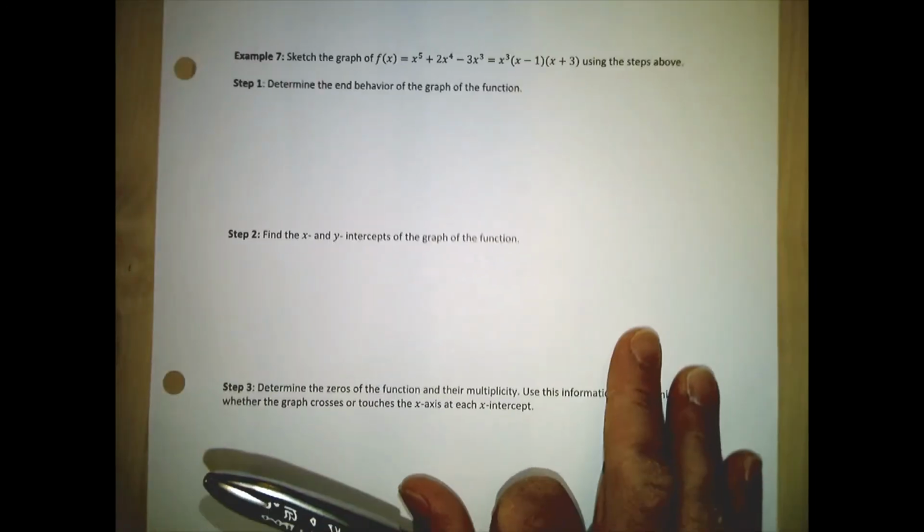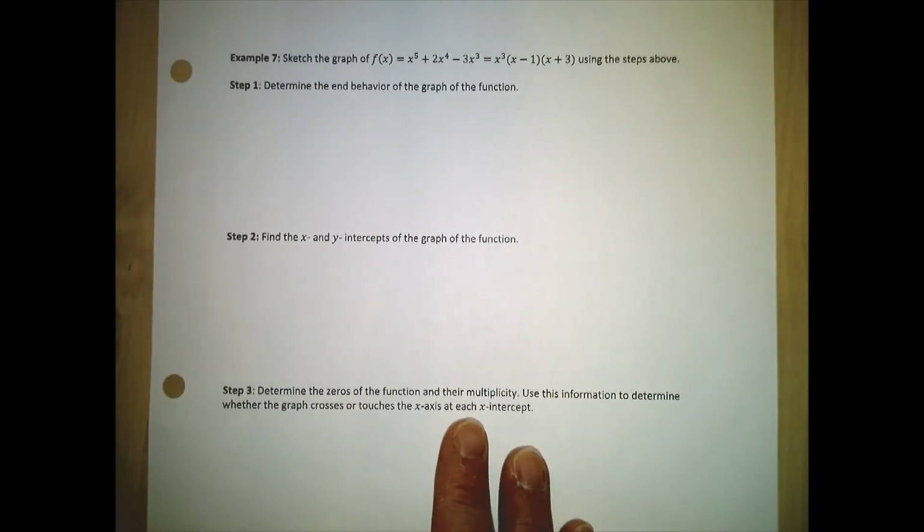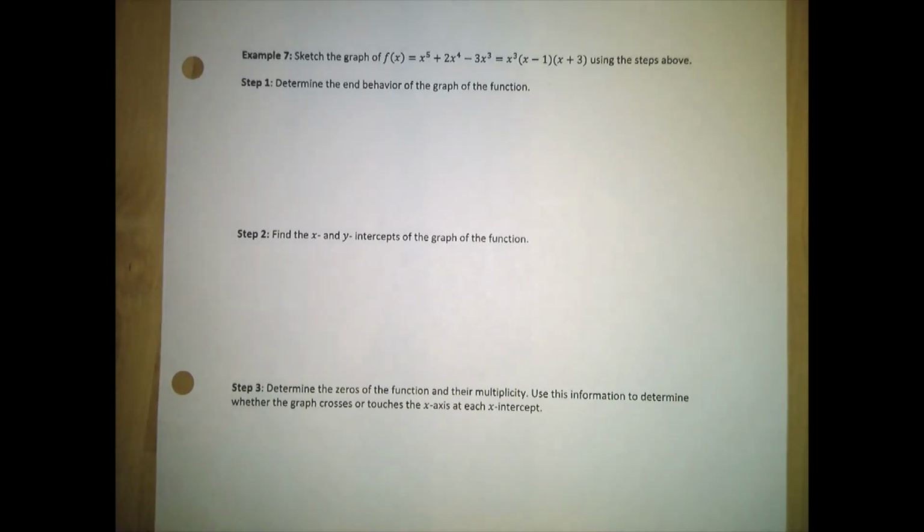All right, so let's sketch the graph of f(x) = x⁵ + 2x⁴ − 3x³ = x³(x − 1)(x + 3) using the steps above.